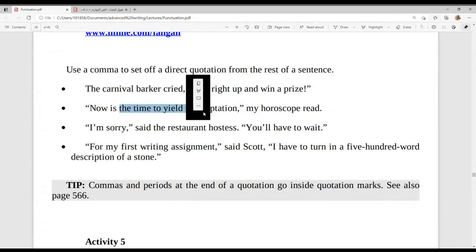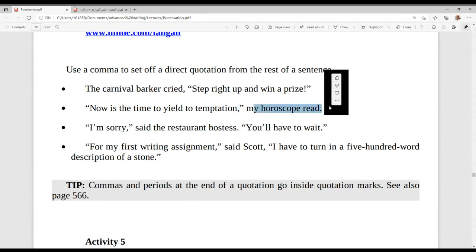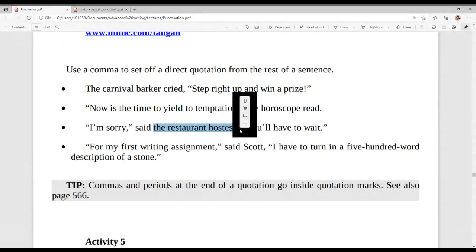Now is the time to yield to temptation, comma, my horoscope read. I'm sorry, comma, said the restaurant hostess. This is a complete thought here, full stop. You will have to wait. But look here, said.